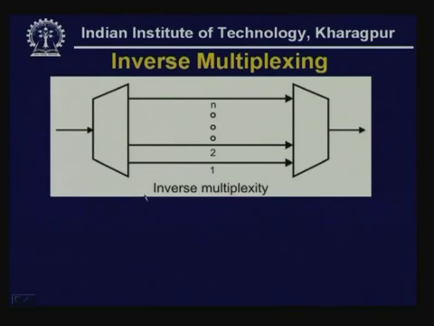In the previous case, what was done? The individual inputs were of lesser bandwidth, and we combined them to form a composite signal of higher bandwidth. Here it is the opposite. Here we are receiving a signal of higher bandwidth, which is divided into a number of channels of smaller bandwidth, and at the other end the opposite operation is done.